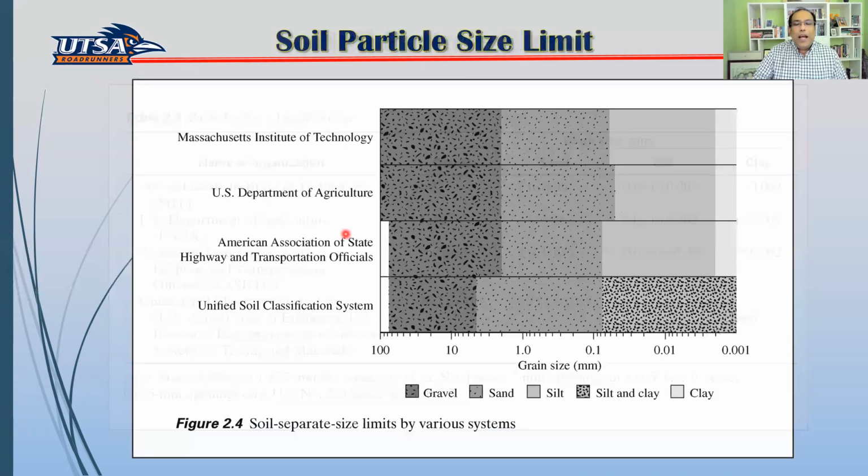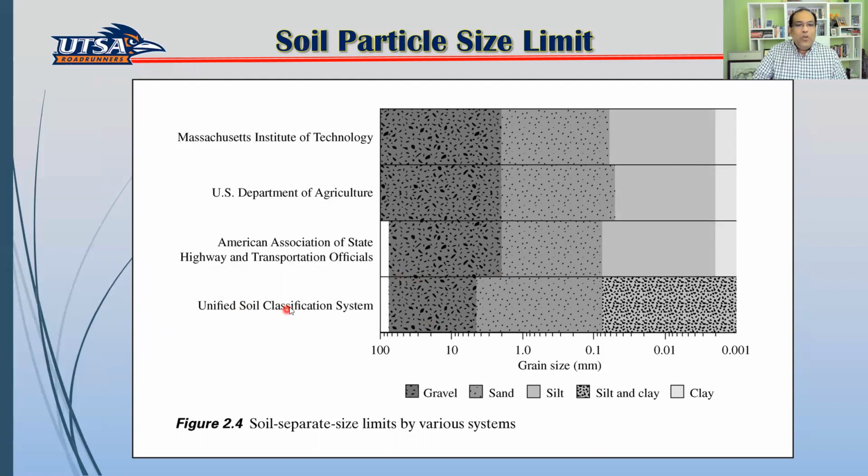Now, if I see the scale here, then basically you can see that this is your ASTO method. So anything smaller than 0.002 millimeter, that's actually your clay. From 0.002 to 0.075, that's basically your silt. From 0.075 to 2 millimeter, that's your sand. And 2 to 76 millimeter, that's basically your gravel.